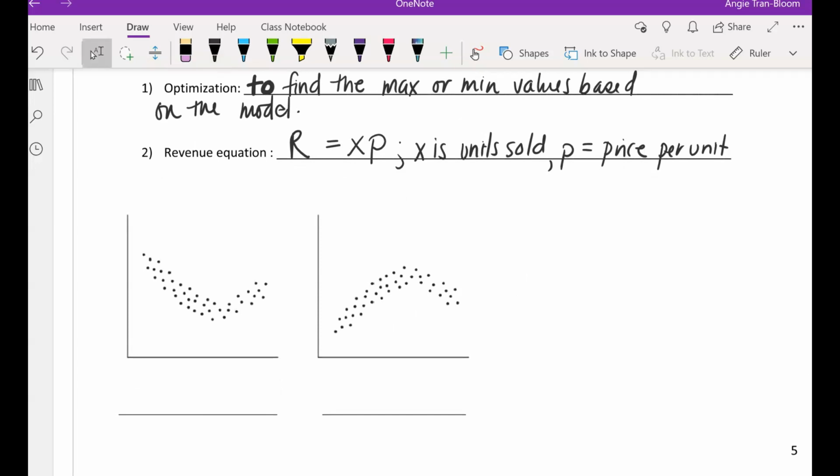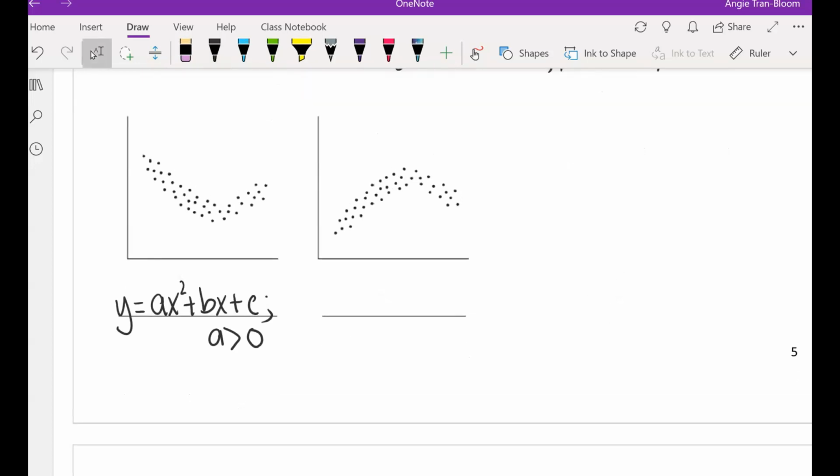These are nonlinear data. This one's opening upside down. So if you look at it from algebra to trig, what shape do you think that looks like? Parabola. Yeah, so it's going to be a positive one since it opens up. So we'll do ax squared plus bx plus c. Then we want to also define that a is greater than 0 to indicate that it's a positive parabola. This one is the same exact equation, except that when I'm defining my a, I would just have to say a is less than 0.